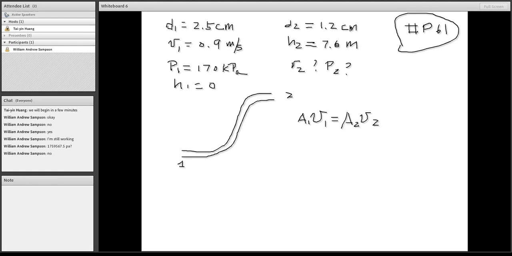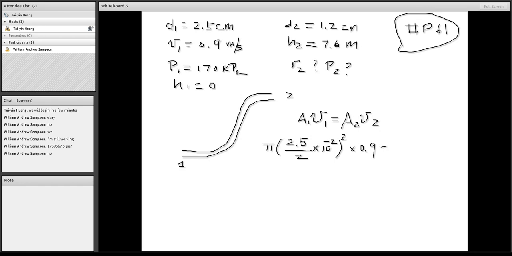So applying this at point 1, you have pi r squared. So you have pi, and what is your r? Your r, of course, is d1, which is 2.5, divided by 2. That gives you r. And then remember, this is centimeters, so you want to convert it to meters. So times 10 to the negative 2 gives meters. So this is pi r, and then of course you have to square it. And then your v1 is 0.9. That's on the left-hand side of the equation.